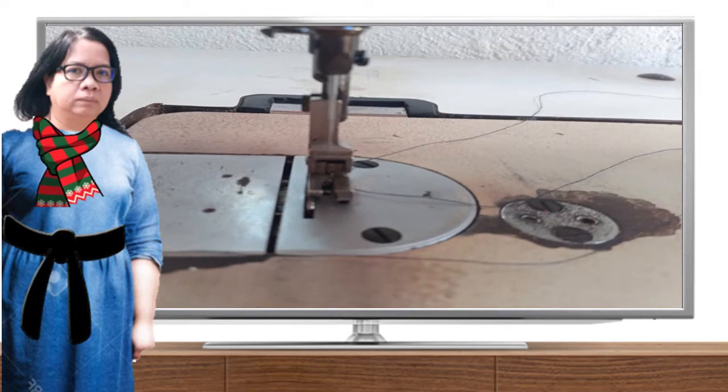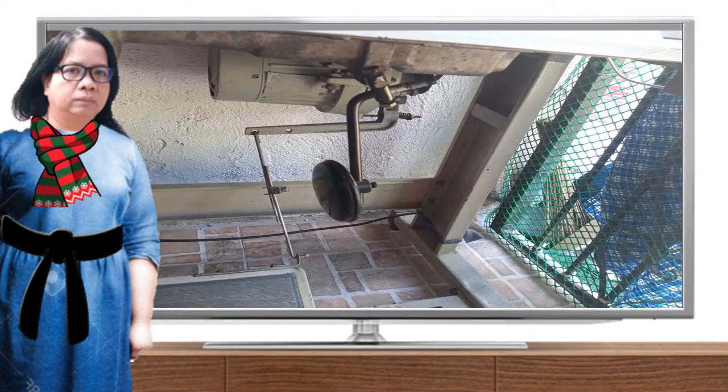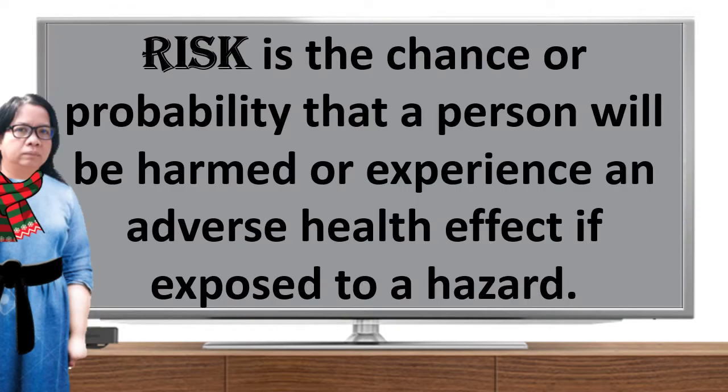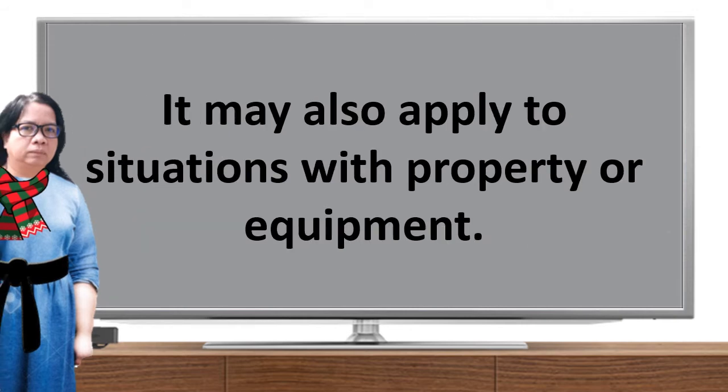The needle of the sewing machine is pointed. This lifter if it is too tight. However, risk is the chance or probability that a person will be harmed or experience an adverse health effect if exposed to a hazard. It may also apply to situations with property or equipment.